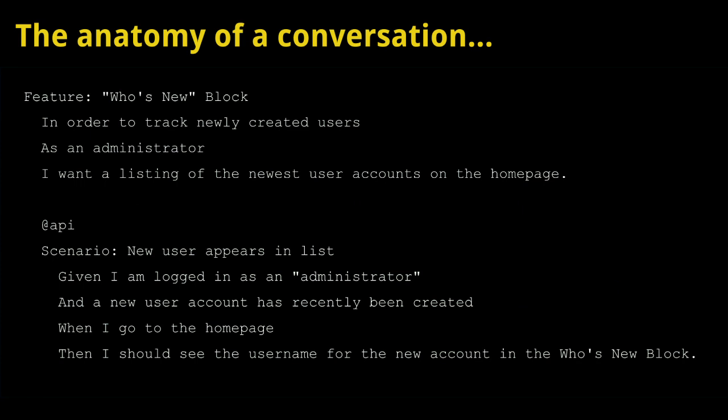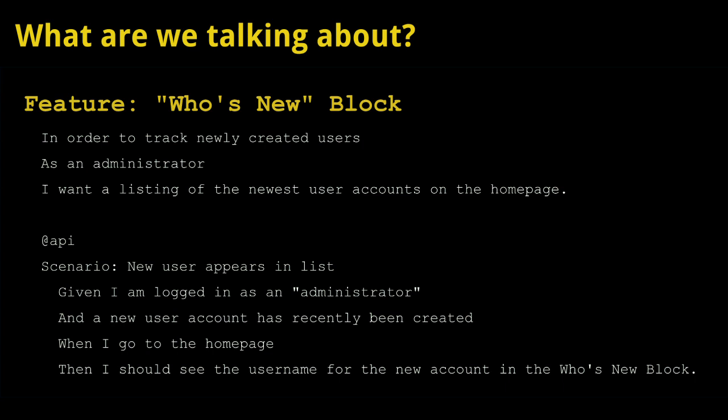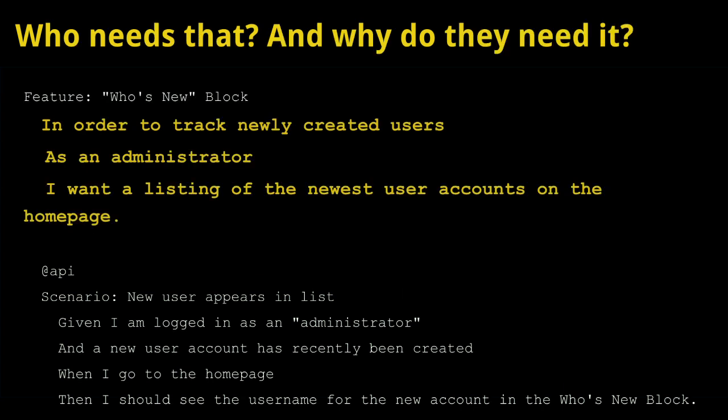So these .feature files should really be a representation of a conversation that was had at some point in time by everyone involved in the process. This should really be the anatomy of a conversation. So what are we talking about at all? That's that first line in the .feature file. What are we even talking about? We're talking about the Who's New block. That should be easy to scan right there at the top of the file. That is the feature that we're talking about. And who even needs that, and why do they need that?